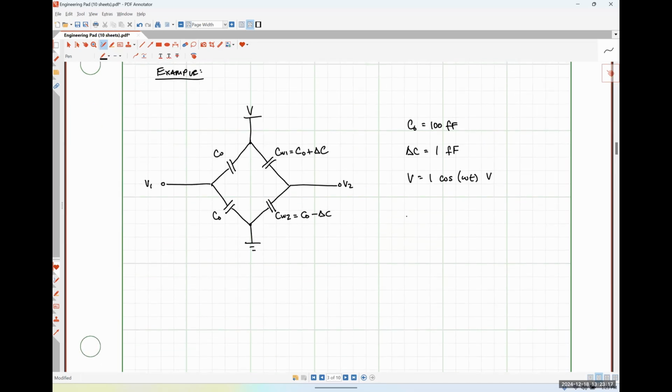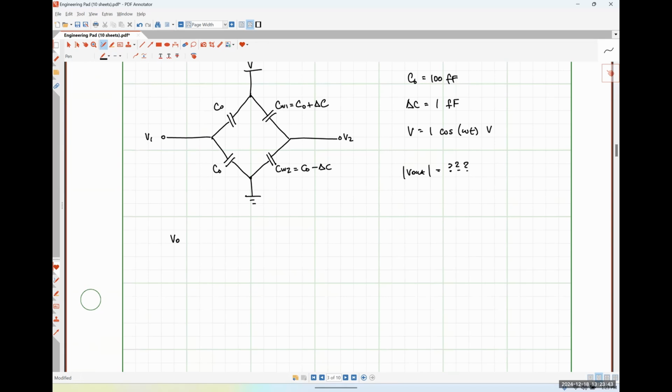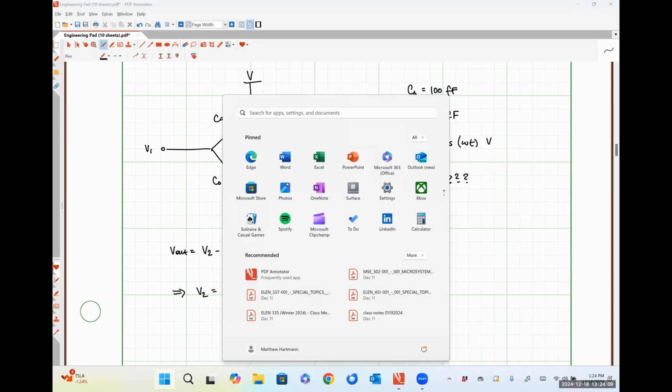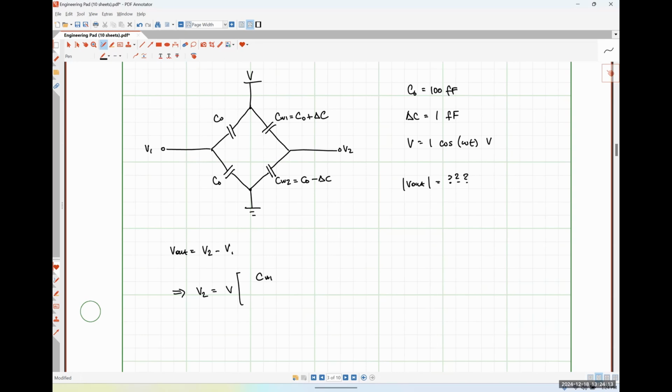And I want to figure out what V out is. And let's just say that I'm only concerned with the magnitude of our output voltage, right? This should be independent of frequency. So for this particular case, V out is still going to be V2 minus V1. So let's figure out what V2 is really quickly. It should just be V times the top capacitance over the top capacitance plus the bottom capacitance. Well, I've explained why it works that way earlier, right? So that'll be CW1 over CW1 plus CW2.